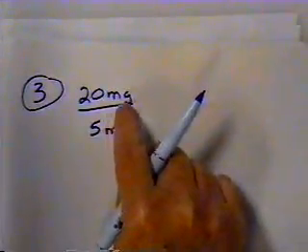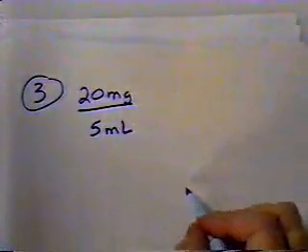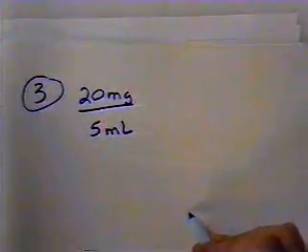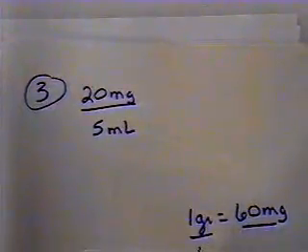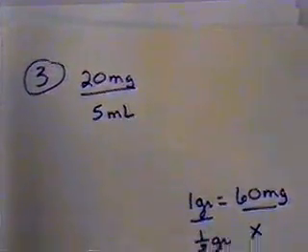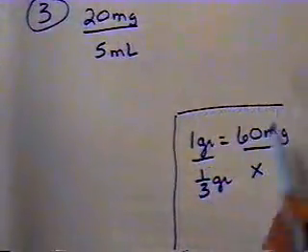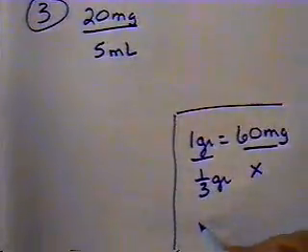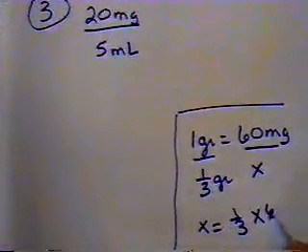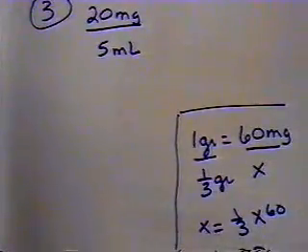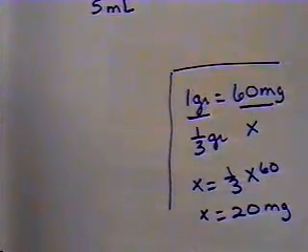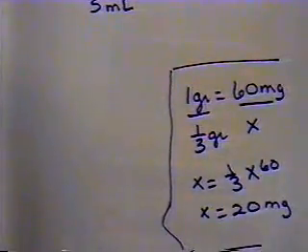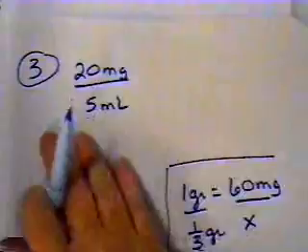And I know to go to milligrams because that's what I want up here in the problem. So the conversion for grains to milligrams is 1 grain is 60 milligrams. So if I use 1/3 of a grain, I'm just going to do my conversion problem before I do the medicine. So X is 1/3 times 60, and that now is milligrams. We have to do the conversion problem, then we turn around and do the problem.